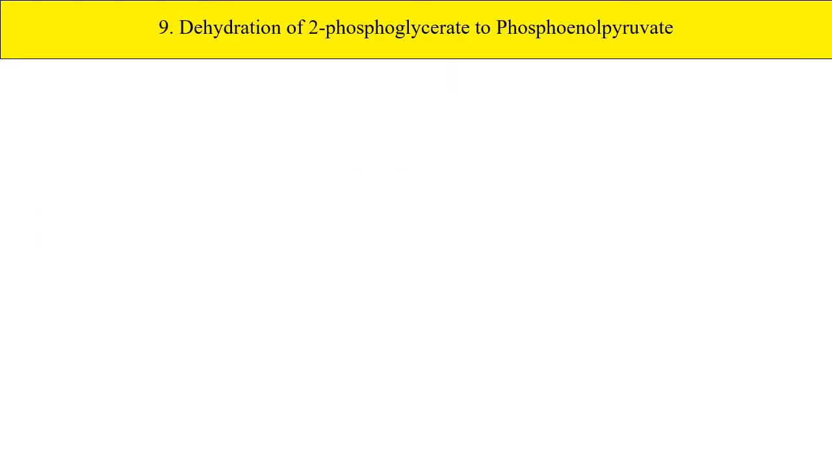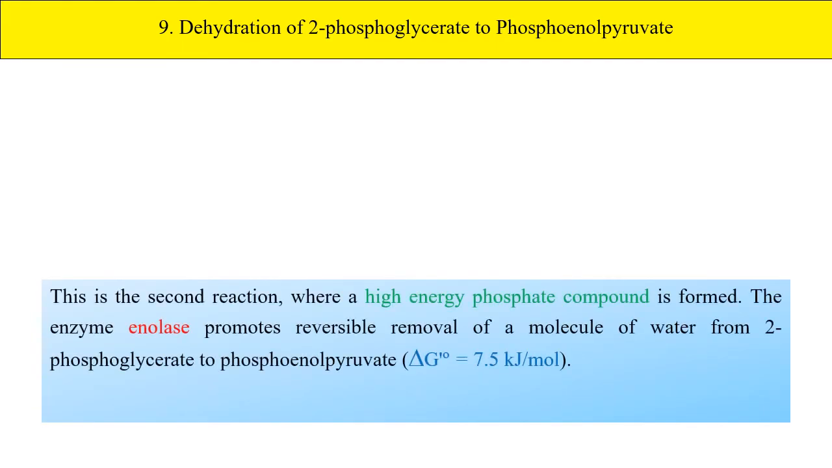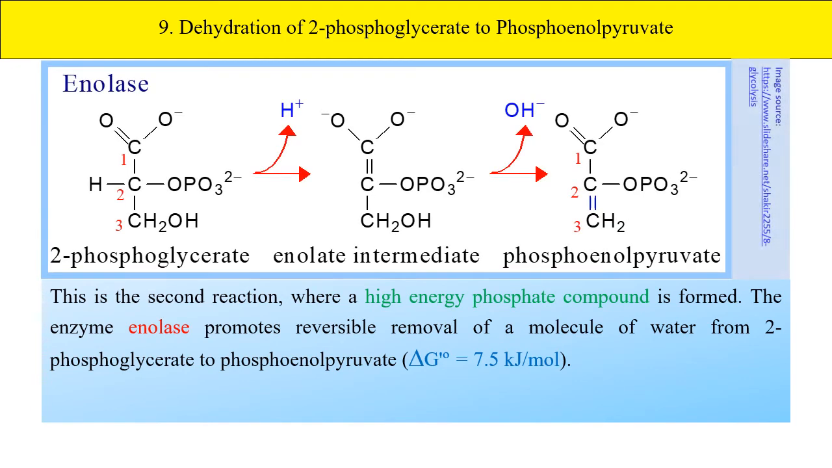Step 9. Dehydration of 2-phosphoglycerate to phosphoenol pyruvate. This is the second reaction where a high energy phosphate compound is formed. This reaction is catalyzed by the enzyme enolase, which promotes the reversible removal of a molecule of water from 2-phosphoglycerate to phosphoenol pyruvate. This mechanism involves an enolate intermediate which is stabilized by magnesium ion. For this reaction, the value of standard free energy change is 7.5 kilojoule per mole.